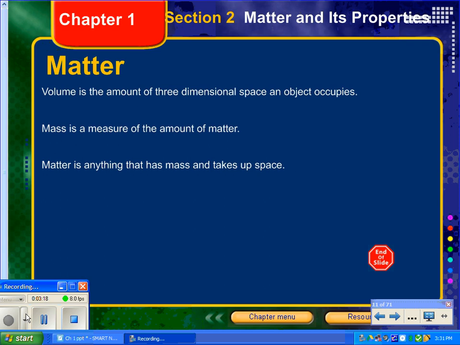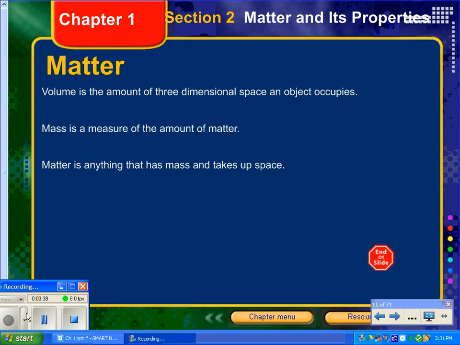Volume is the amount of three-dimensional space an object occupies. Units that we typically use for volume are milliliters. Sometimes you'll also see it as cubic centimeters. So the abbreviation for that is cm to the third power. But generally in our lab and in our class we will use milliliters.